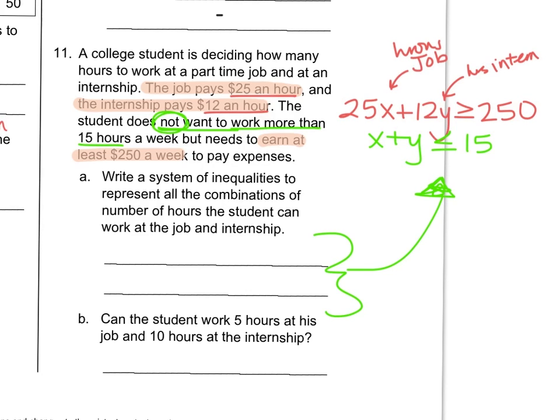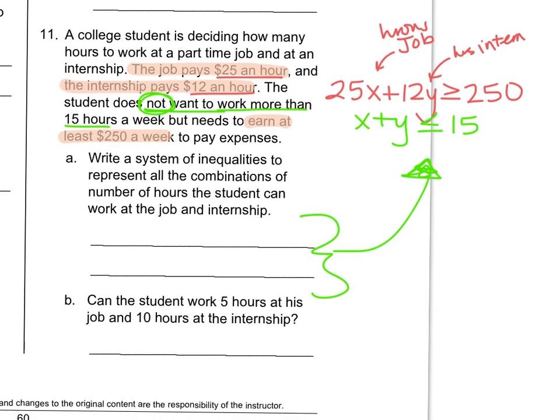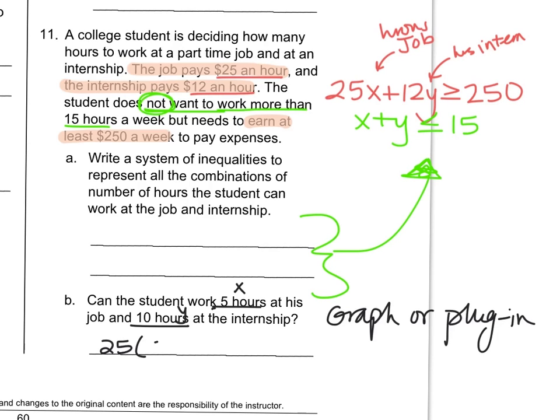Part B says can the student work 5 hours at his job and 10 hours at his internship? To answer that, you either have to graph or plug in. And because they don't give you a graph, I'm going to show you how to plug in here. So by plug in, what I mean by that is 5 is your x value, 10 is your y value, and we're going to see if it makes the equation true. So if I do 25 times 5 plus 12 times 10, I want to know if that is greater than or equal to 250.